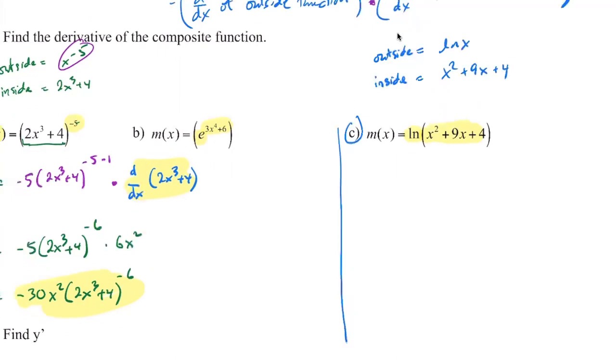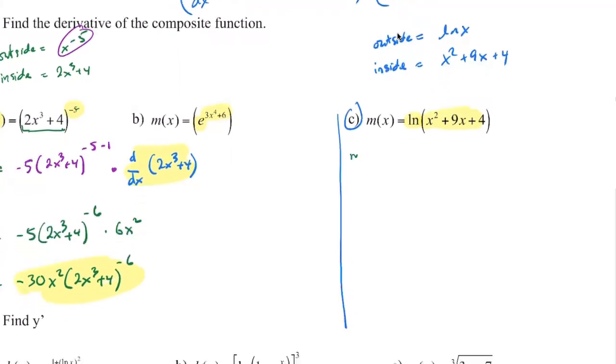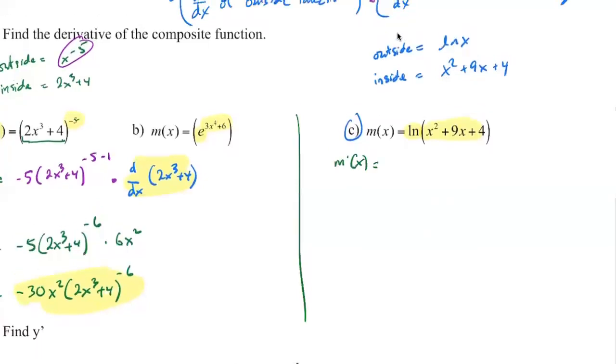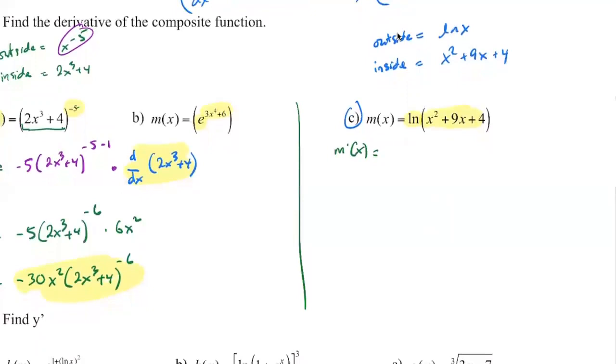So using the chain rule, m prime of x. First, we apply the derivative of the outside function. So the derivative of the outside function, ln of x, is 1 over x, but the x now is the argument, the inside, the input of natural log of x. So what is being fed to the natural log is x squared plus 9x plus 4.